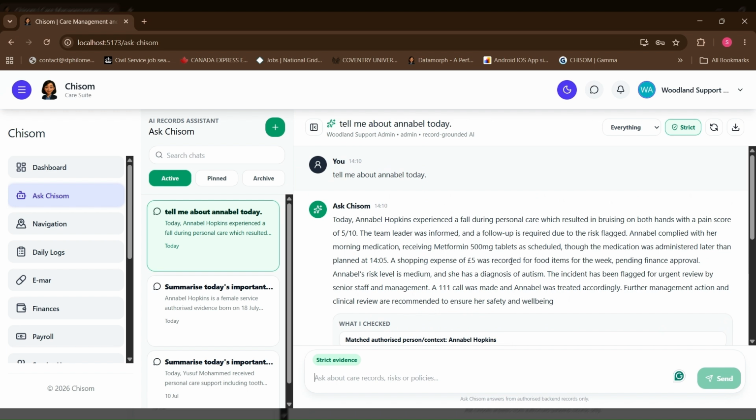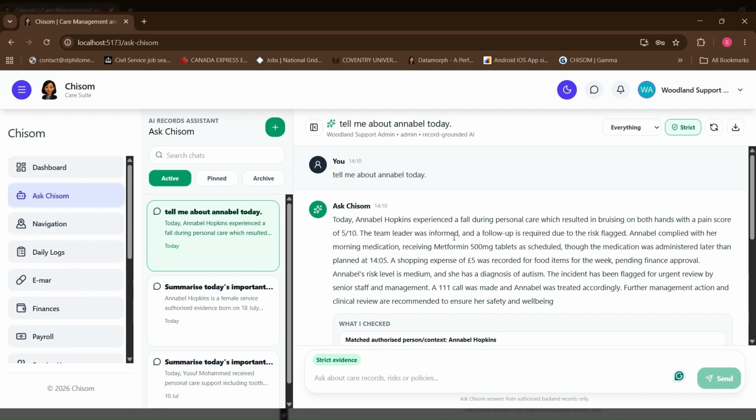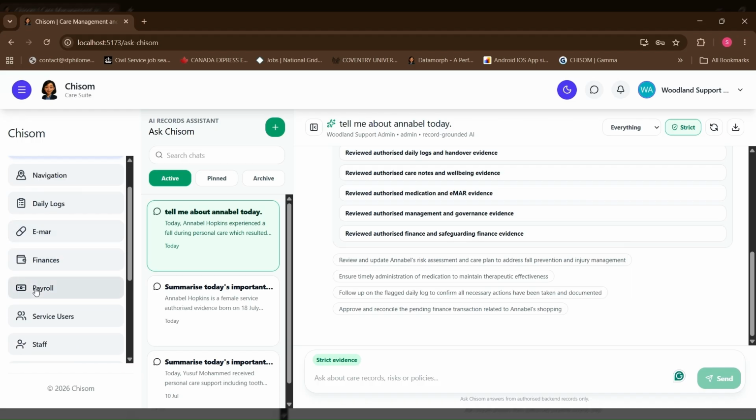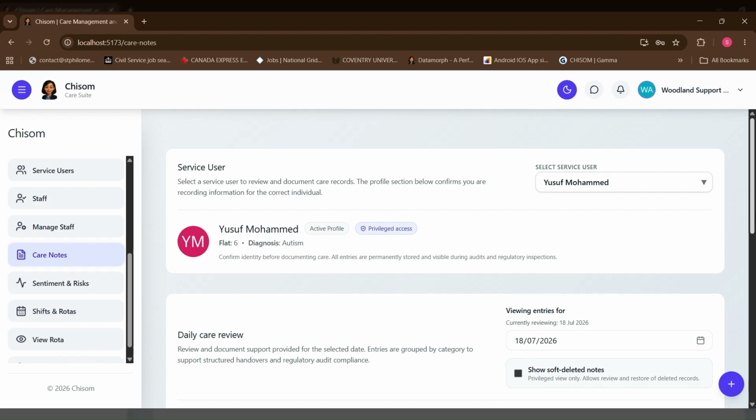So without wasting your time, let's go to the second innovation, which is sentiment analysis, right? Sentiment analysis, that is the second innovation. If I come over here, I can copy this. I'll show you how it works. So when I copy this, it's been copied. I go straight to care notes. This care notes is where we summarize everything that happened for that day and put it in as a care note.